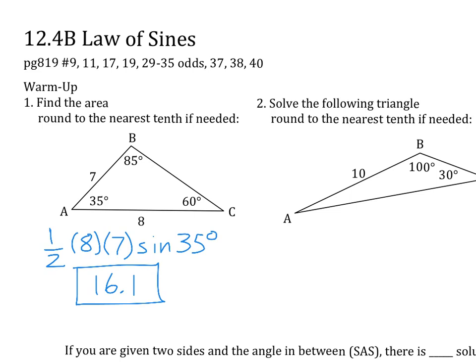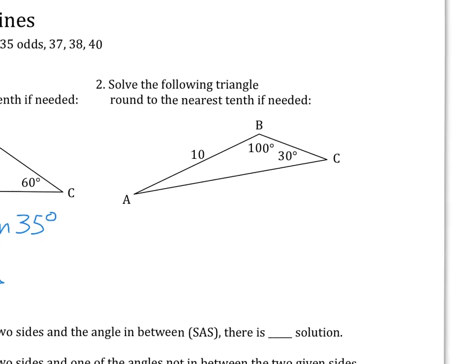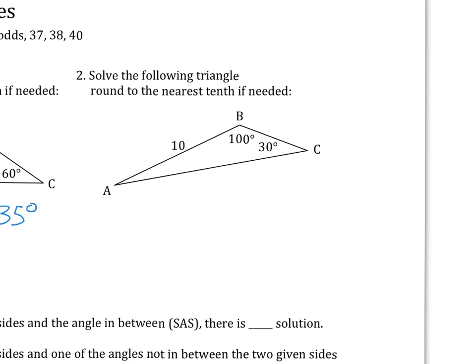Okay, for number 2, we need to solve that triangle. So solving a triangle means finding every missing angle and missing side length. We know that the angles have to add up to 180. So 100 plus 30 is 130. So the last angle has to be 50 degrees to make the total 180. Alright, so now we're going to use the law of sines to find the other two side lengths.